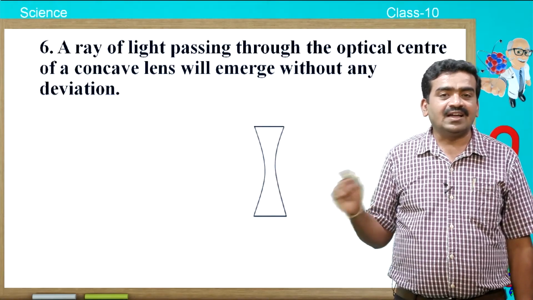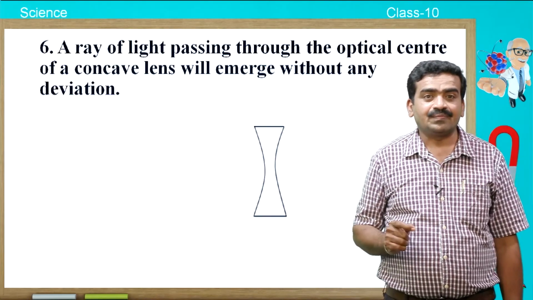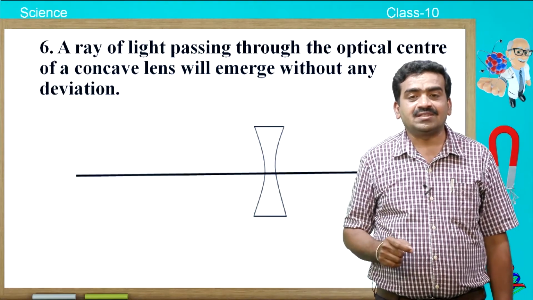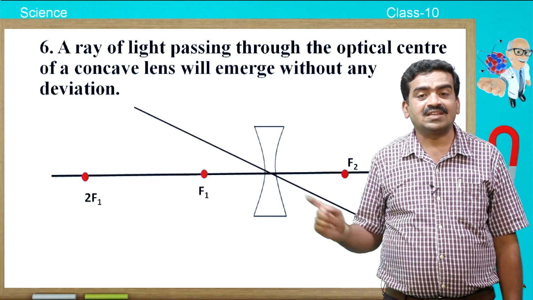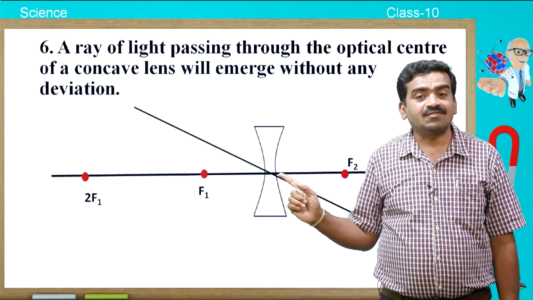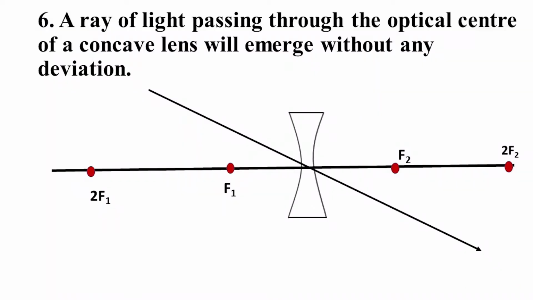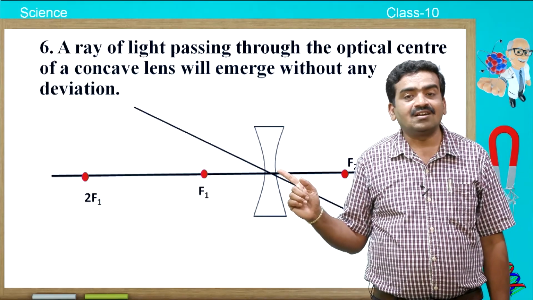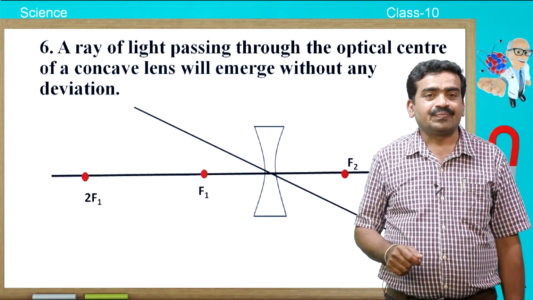In case of a concave lens, a ray of light passing through the optic center of a concave lens will emerge without any deviation. Here also we can notice the same thing we noticed in the case of a convex lens. In a concave lens also, if the ray of light passes through the optic center, it is not deviated or diverged, it does not undergo refraction, it passes straight.